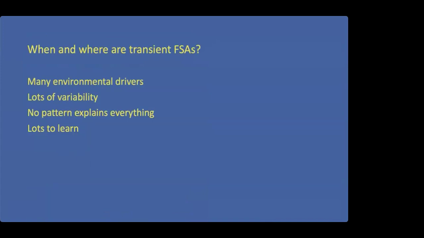Summing up, when and where are transient fish spawning aggregations? Well, there are lots of environmental drivers and a lot of variability. No pattern can really explain everything, and there's still a lot to learn. Thanks so much.